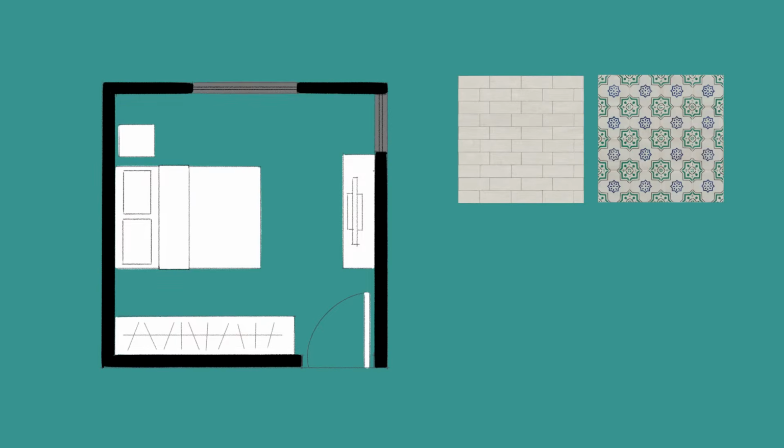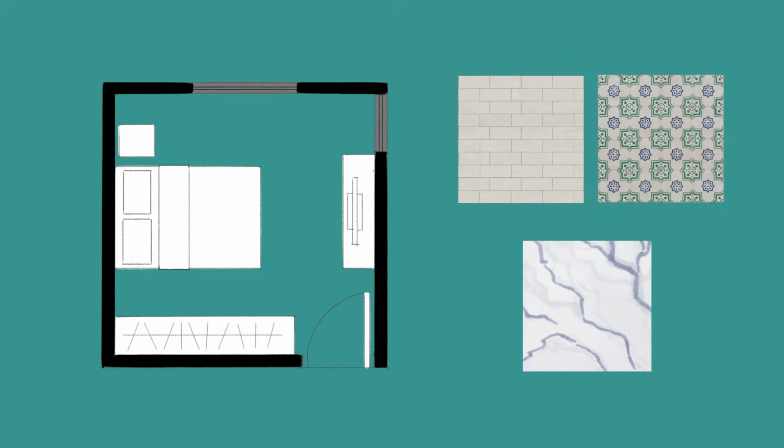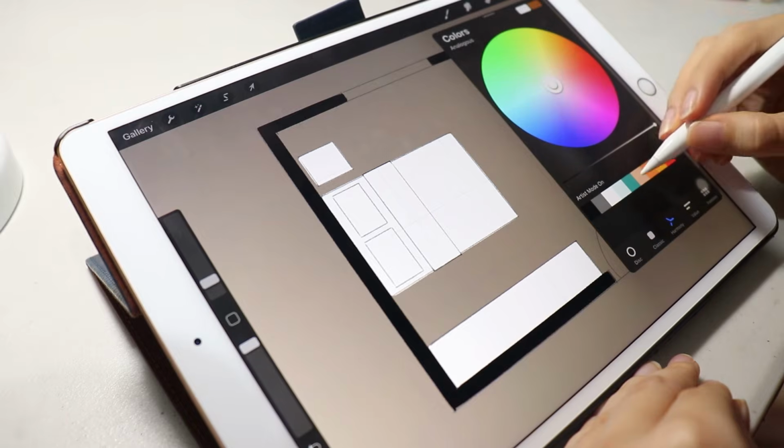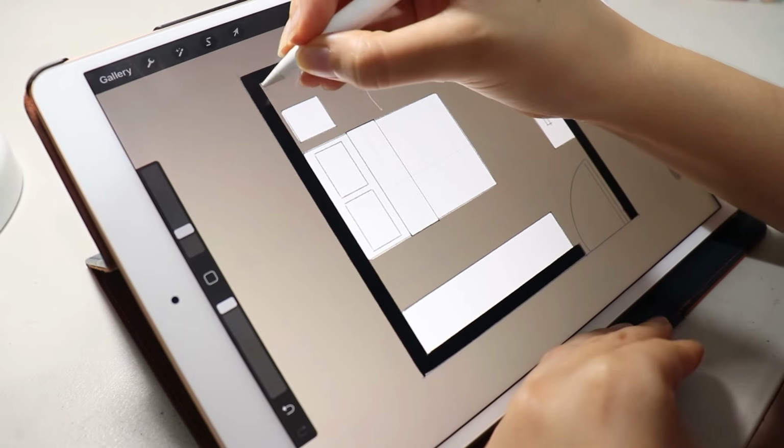Now for rendering, there's two options. First one is to download some textures, and the second one is to draw the textures yourself. In another layer, apply a solid color.